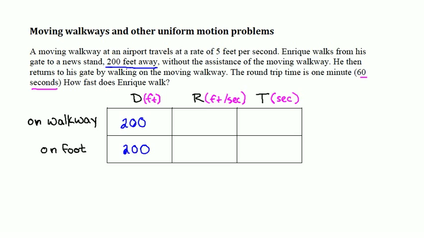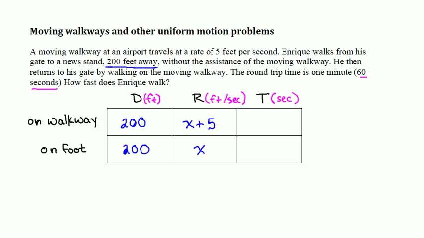So we're going to set this up with something a little more realistic. That means if we consider the general walking speed on foot to be x feet per second, then with the moving walkway we go x plus 5.